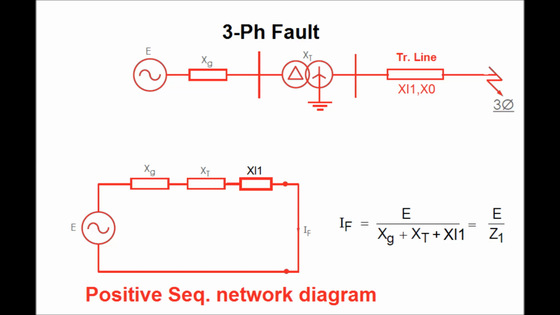So for the three phase fault, the positive sequence network diagram has been shown here. Here Z1 is equal to Xg plus Xt plus XL1. So IF will be equal to E divided by Z1. So we can write E divided by Xg plus Xt plus XL1.